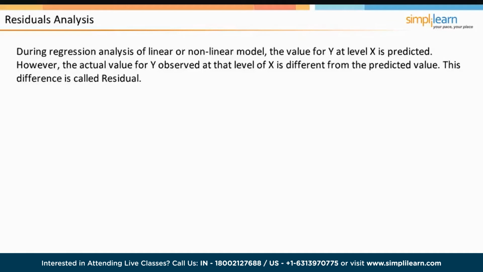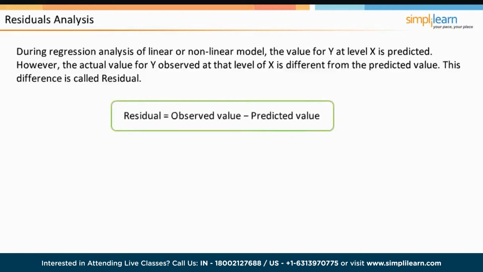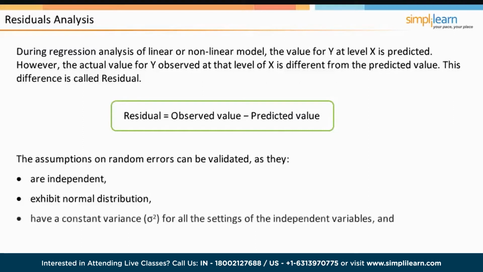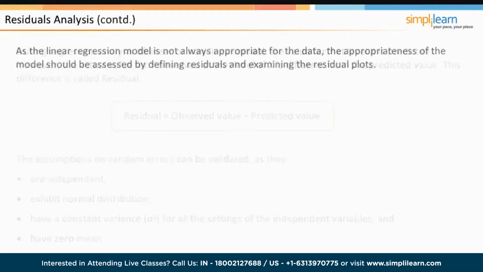This difference between the observed value of the dependent variable y and the predicted value is called residual. The formula to calculate residual is observed value minus predicted value. Residuals are considered to be errors, and each data point has one residual. You can validate the assumptions on random errors as they are independent, exhibit normal distribution, have a constant variance sigma square for all the settings of the independent variables, and finally, have a mean of 0. In the next slide, we will continue to discuss residuals analysis.